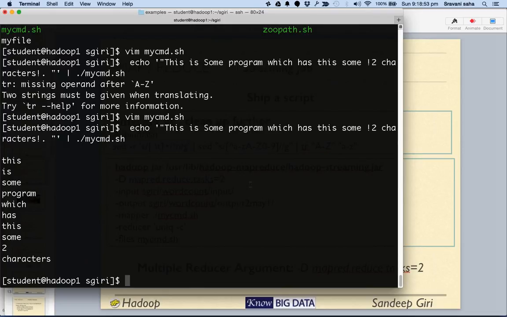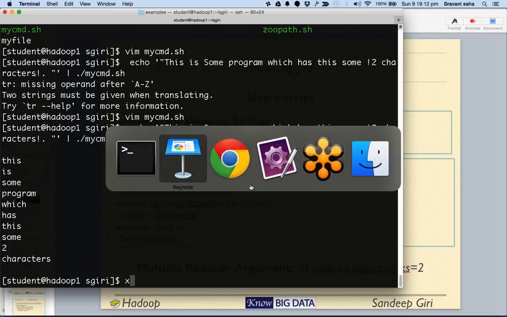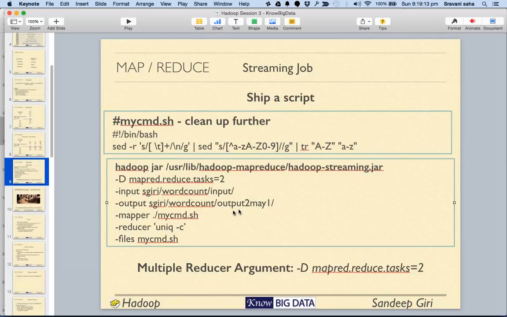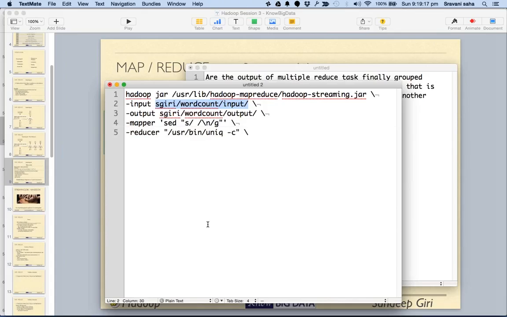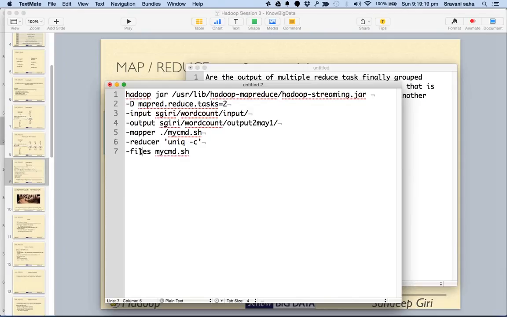Okay. So now if I have to use this kind of program with streaming, we'll have to ship this program to all the nodes, right? Because earlier, whatever commands we were running, like cd or unique, were already there on all data nodes. If we do not ship mycmd.sh, it will keep on giving an error. So thankfully, Hadoop comes up with an option called -files at the end. You can see that, -files at the end.